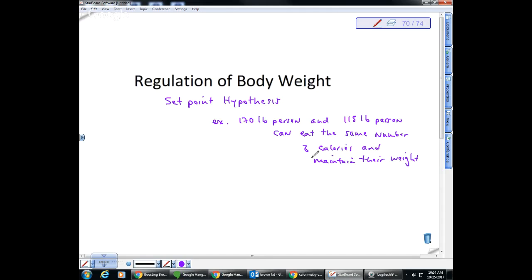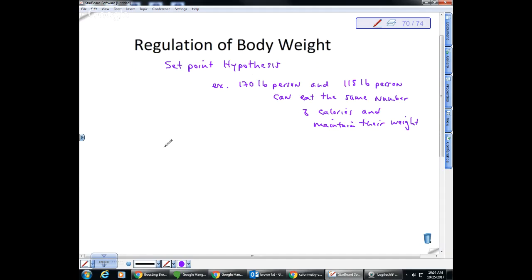And this is due to a hormone that was just discovered in the 1990s, called leptin. This is long-term regulation of weight, and it is a hormone produced by fat tissue.